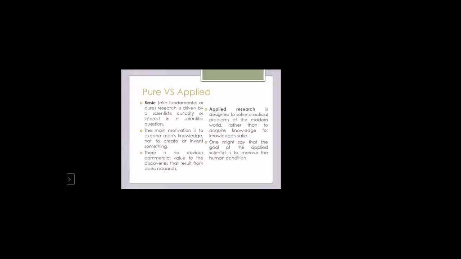However, in applied research, what you do is you are making use of the knowledge that you have to solve the problems at hand. So all these things, I think most of you will be aware. Then there are many ways in which you can classify research.